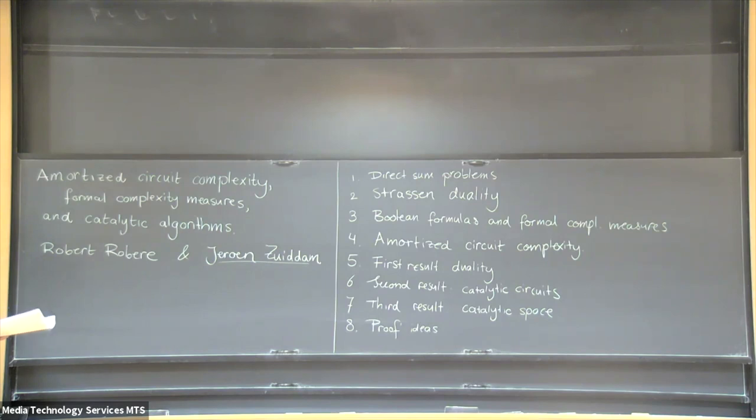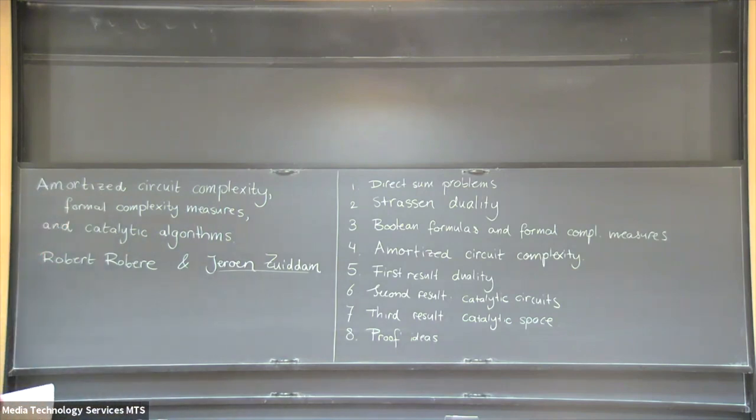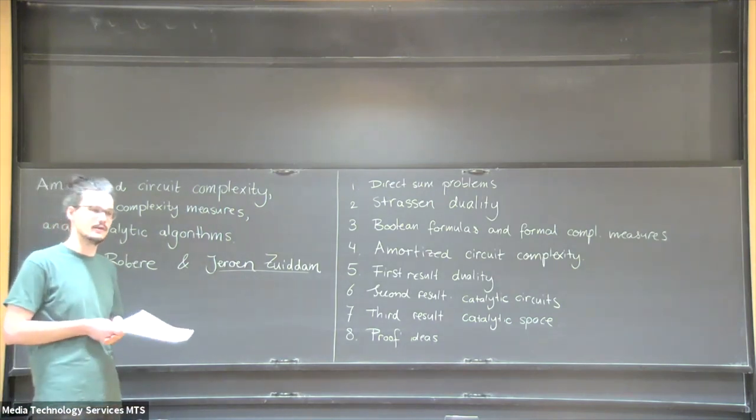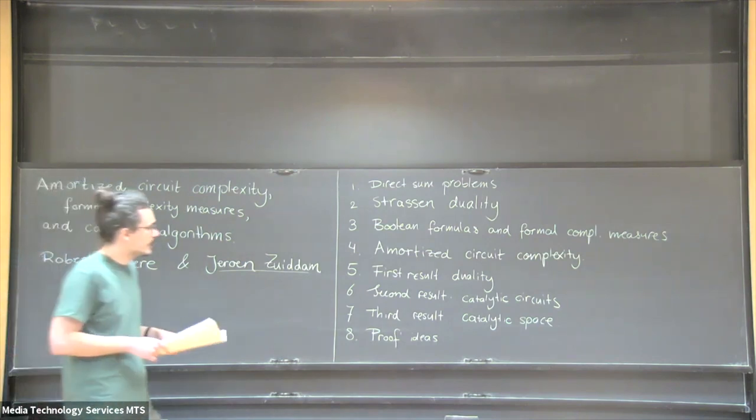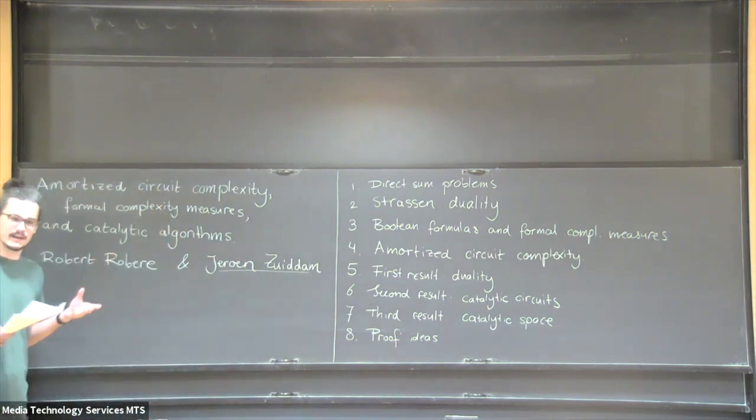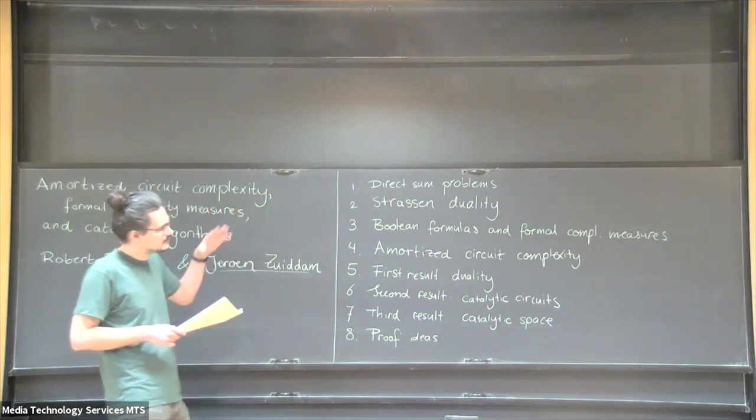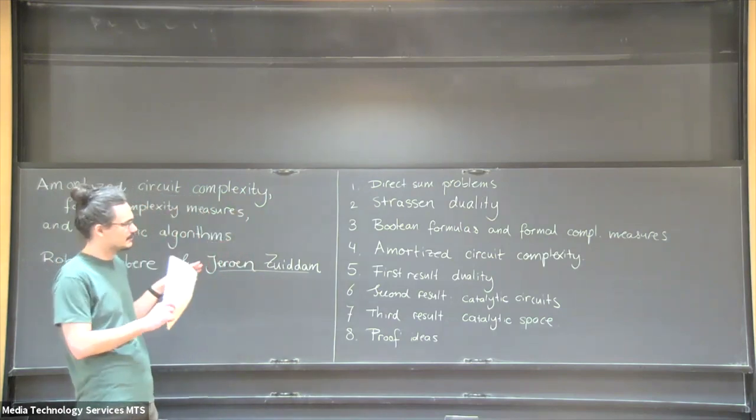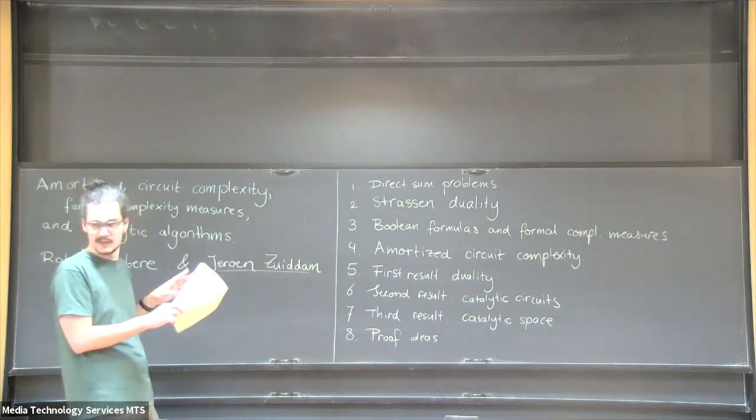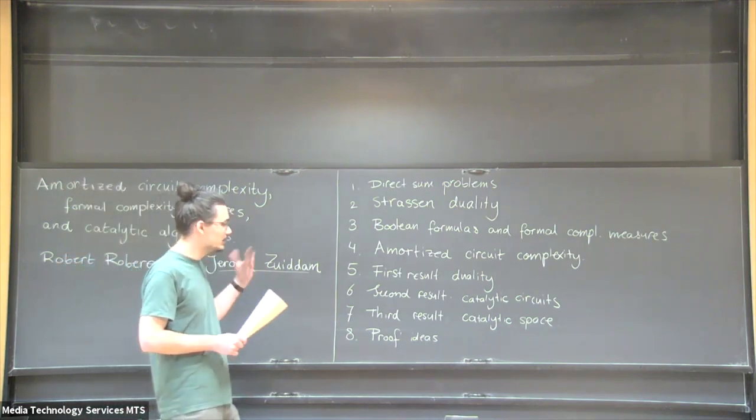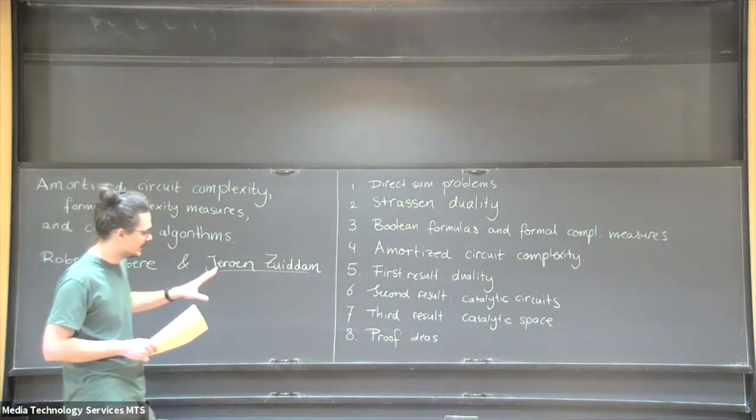postdocs here. I've written down the sections of this talk. I'm going to talk about direct sum problems, which is a very general concept in computer science and many other fields. Then I will talk about Strassen duality, which is an existing duality theory. Then we will move to Boolean circuit complexity. I will talk about Boolean formulas first, which is the simplest kind of model that I will talk about, and formal complexity measures. Then we'll move to amortized circuit complexity, which is the main theme of the talk. Then I will discuss three results.